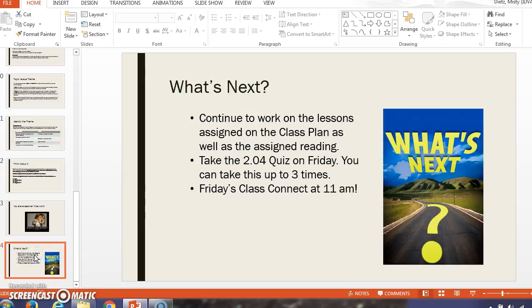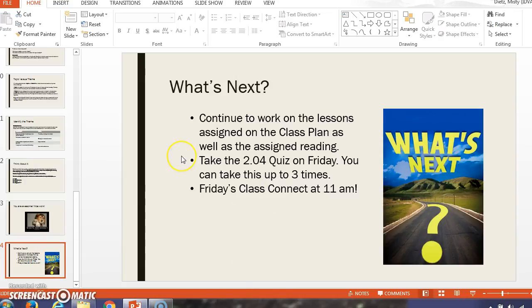Before I let you guys go, though, I want to take a look at what's next. Make sure that you're continuing to work on the lessons assigned on the class plan as well as the assigned reading. Remember that if you don't have a hard copy textbook, that's okay. You do have the online textbook, and that is located underneath content in course materials. It's about the 4th or the 5th item down, but you should see the digital copy of our textbook. So if you don't have the physical copy, you can read right off of your computer screen. So there's no reason to not be completing the reading.